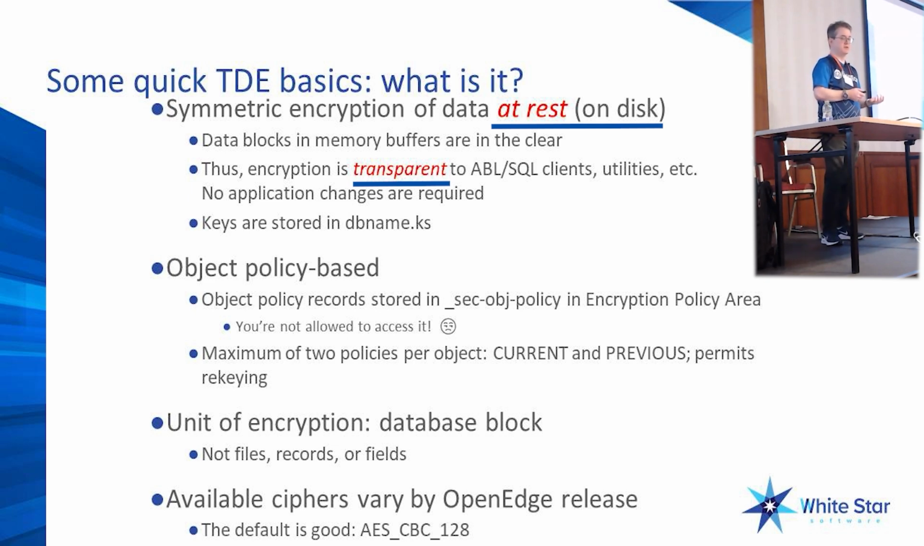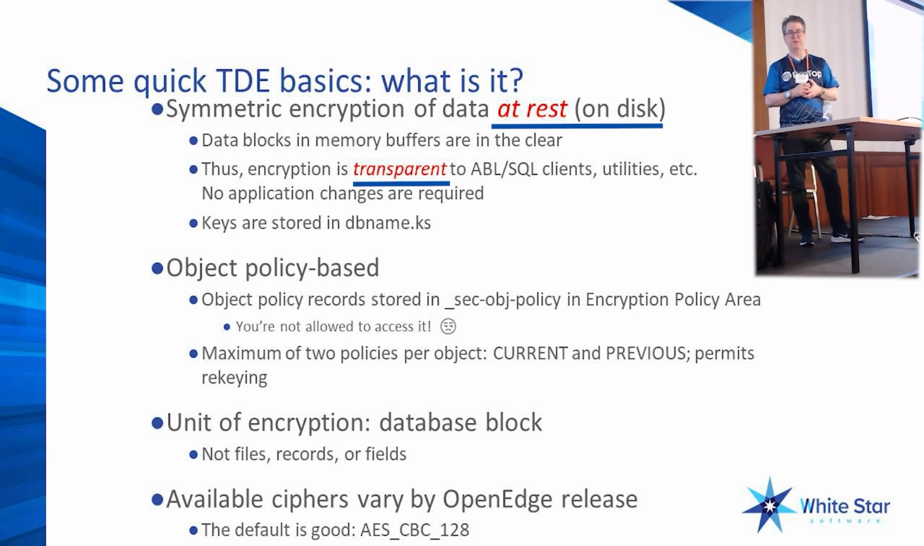The encryption is policy-based at the object level, and in the next slide I'll explain what I mean by object. These policies are stored in a new table called _sec_obj policy in the encryption policy area, which is an area you add to the database when you enable it. You're not allowed to read this table, so there are pro-util commands for that. And for each object, you can have a maximum of 2 policies, and they're called current and previous if there's a second one. And that permits you to rekey an object without having to decrypt it first.